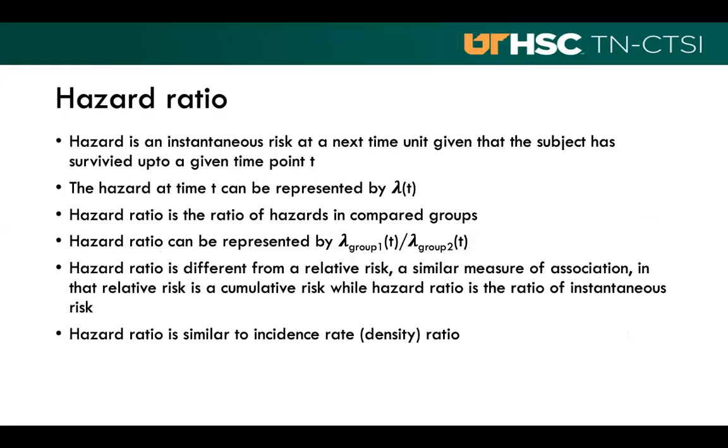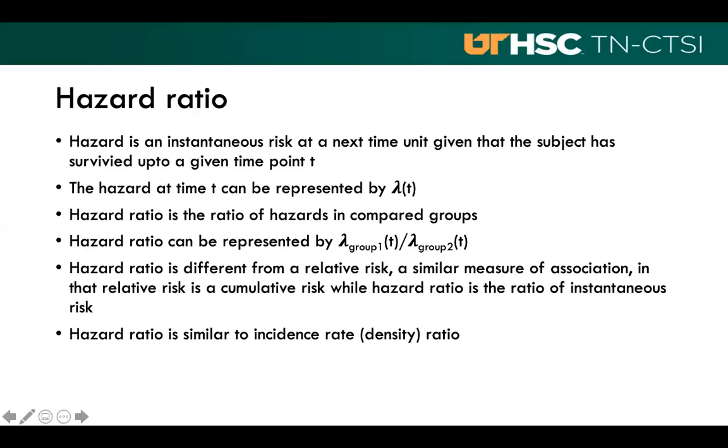Hazard ratio is another statistic that is commonly reported in survival analysis. It's one of the mainly reported, actually. Hazard is an instantaneous risk at the next time unit, given that the subject has survived up to a given time point t. So it's called an instantaneous risk, which means the risk at a given specific time point. It's not a risk or hazard during a certain period. It's at a given time point.